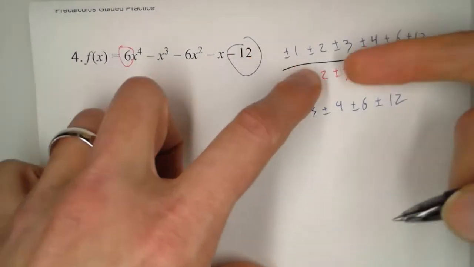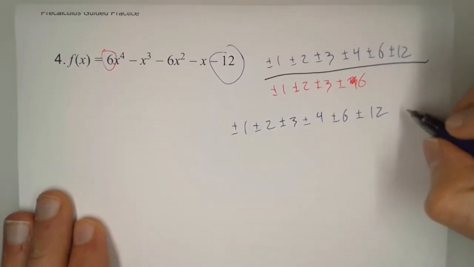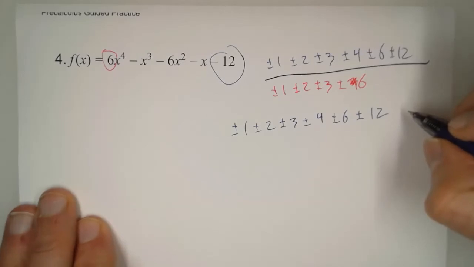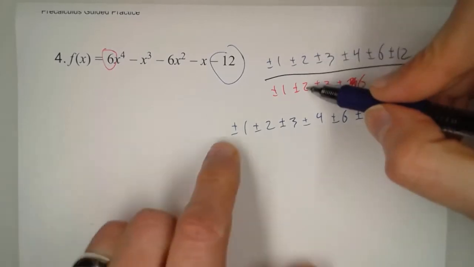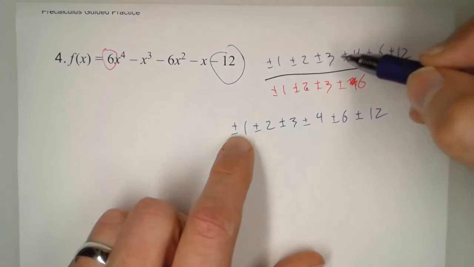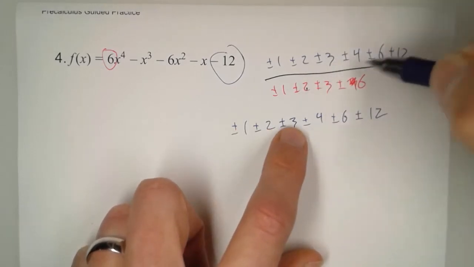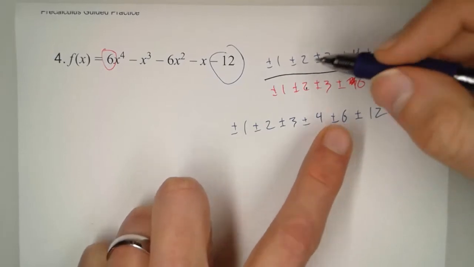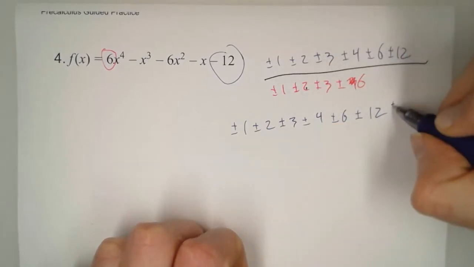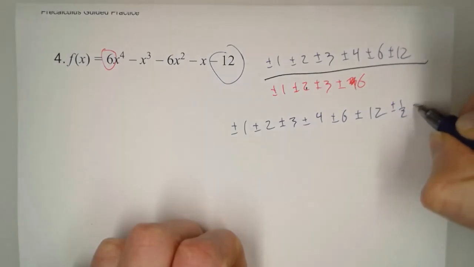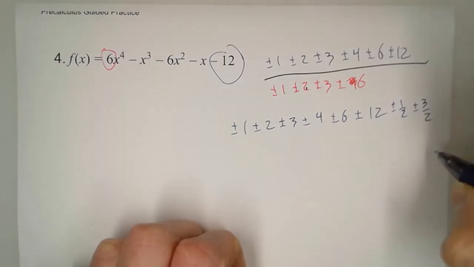Now if I take all these and divide by 2, you think I'm going to get a whole more list of numbers, but actually I'm not. Because 2 divided by 2 is 1. Got that already. 4 divided by 2 is 2. Got that. 6 divided by 2 is 3. We've got it. 12 divided by 2 is 6. We've already got it. The only two numbers this is going to add is 1/2 and 3/2.